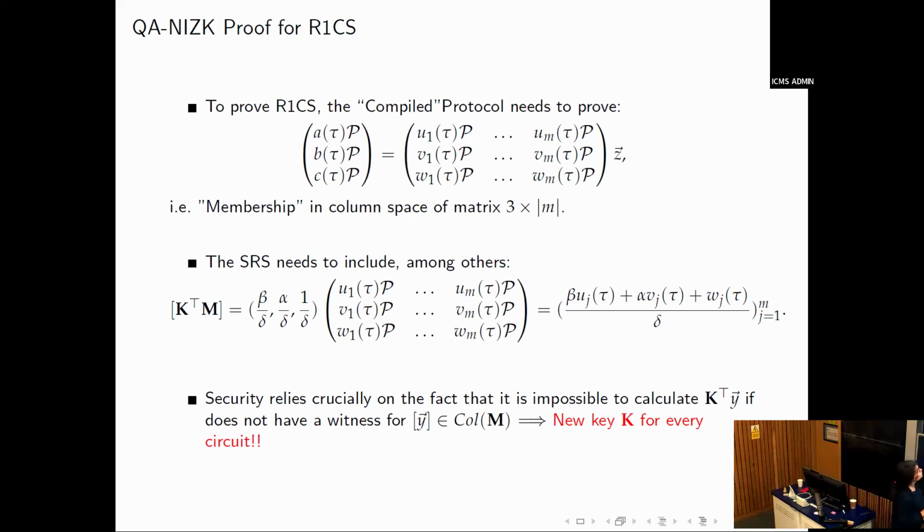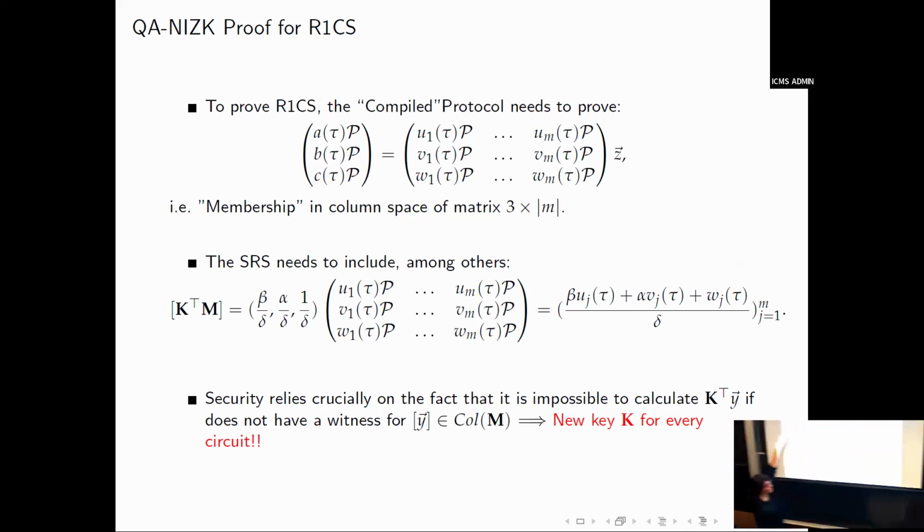So you want to prove this thing, which actually is not really a proof of membership, because this matrix is too long. But you still have this notion that computationally, you don't know how to compute a projection on things that look randomly linearly independent to you. If you look at Groth16, you will see these kinds of things in the SRS, and this is related to how they prove the protocol.